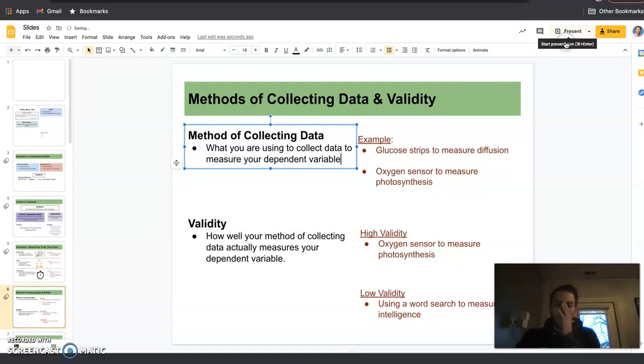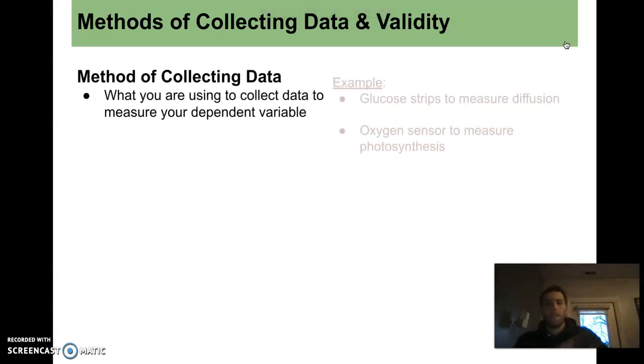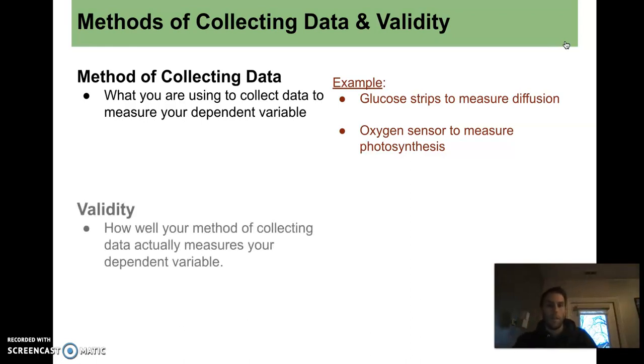So for example, if we did an experiment, does surface area affect diffusion? We're not directly measuring diffusion. We're going to measure glucose to see how much it diffuses. So our method of collecting data there was the glucose strips from our past unit. If we go back to first semester, that's the effect of, let's say, temperature on photosynthesis. There's no photosynthesis measuring device. We just measure oxygen, and that tells us if photosynthesis is happening. So that's our method of measuring our dependent variable.